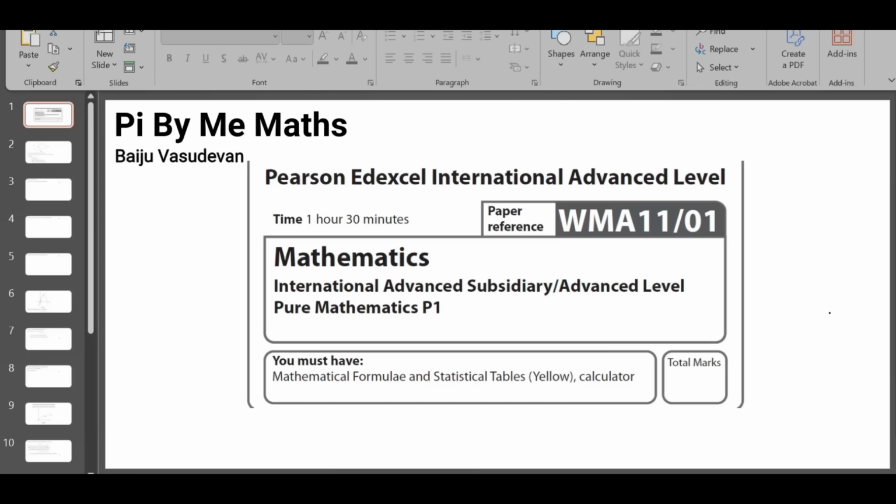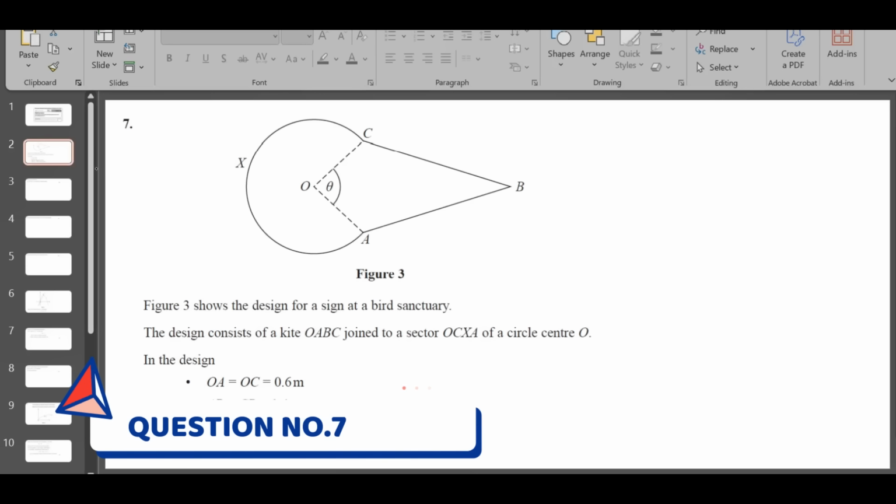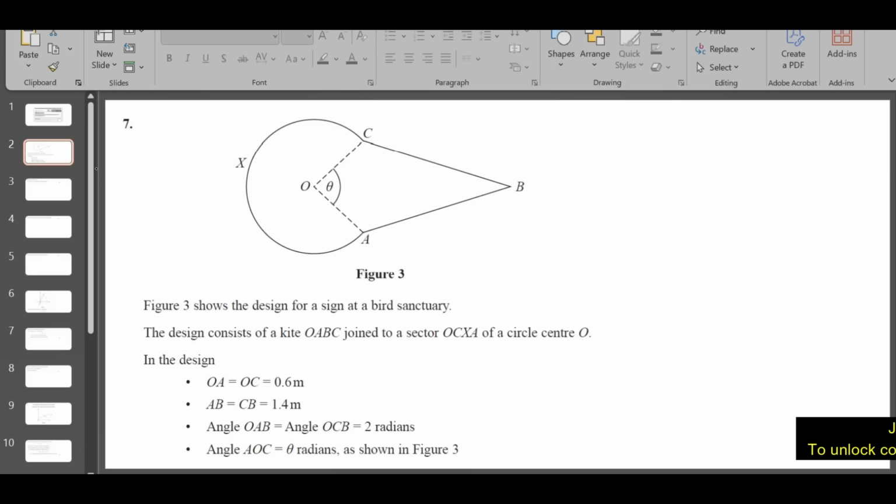This is WMA11. Here we are solving the October-November 2021 Pure Math 1 paper. In the previous part of the video, we have covered question number 1 to 6. Let's look at question number 7 from radians.